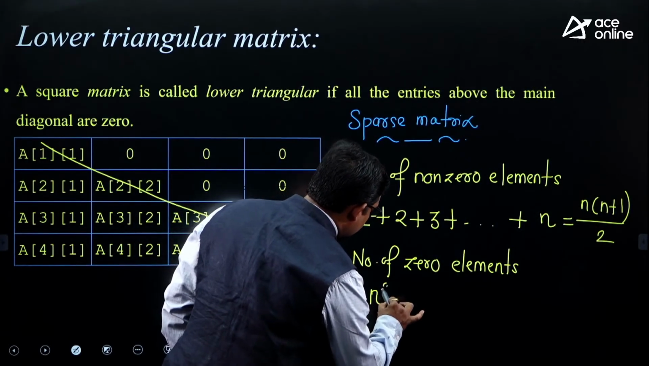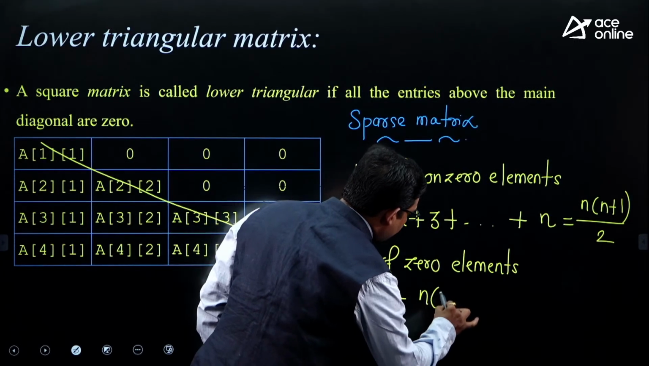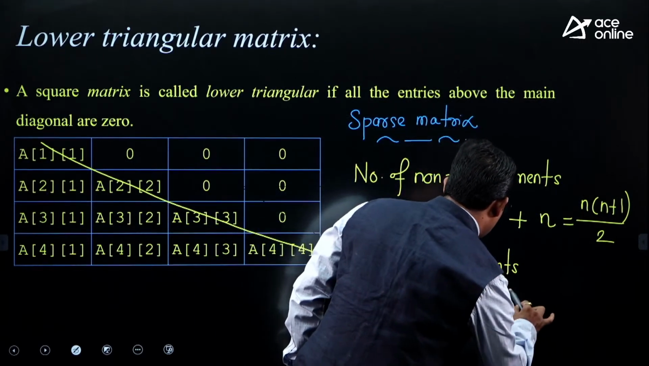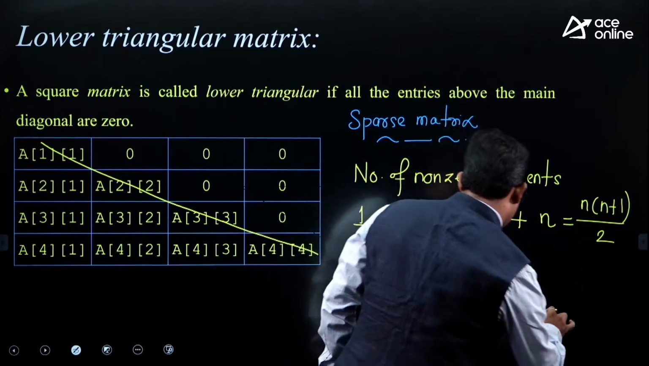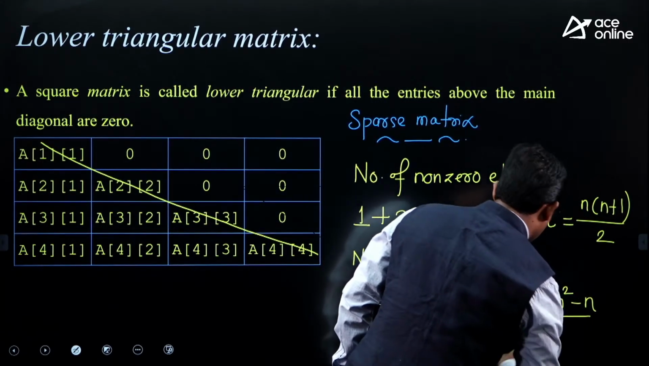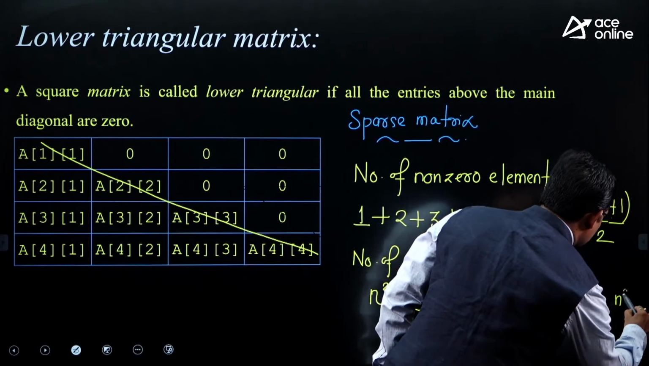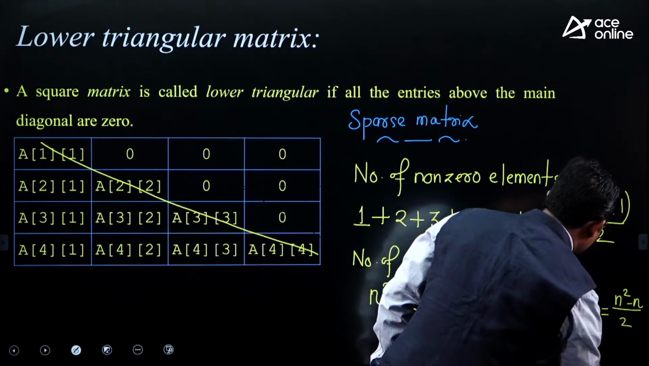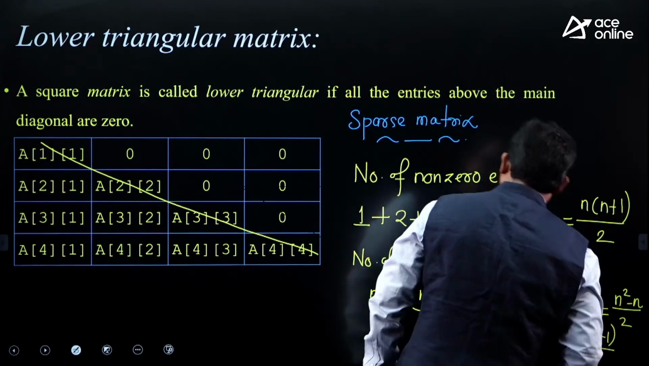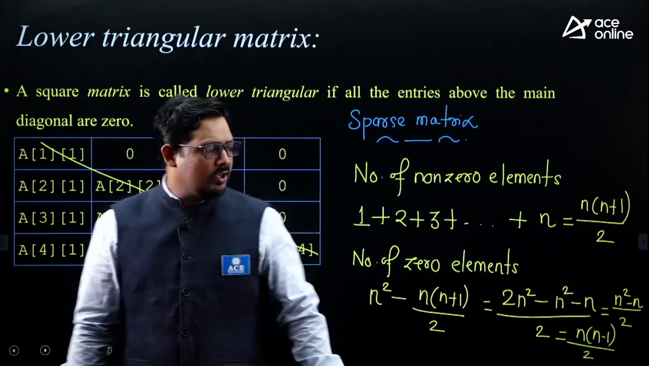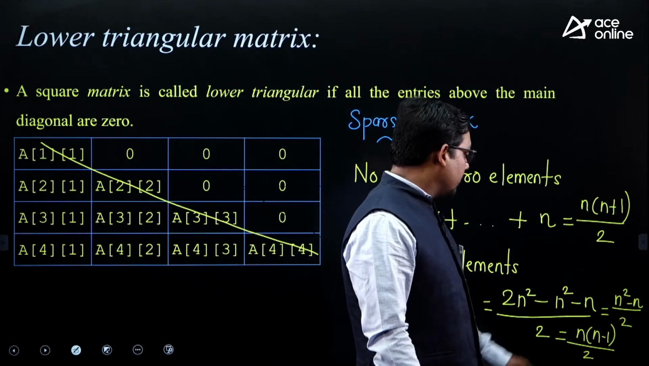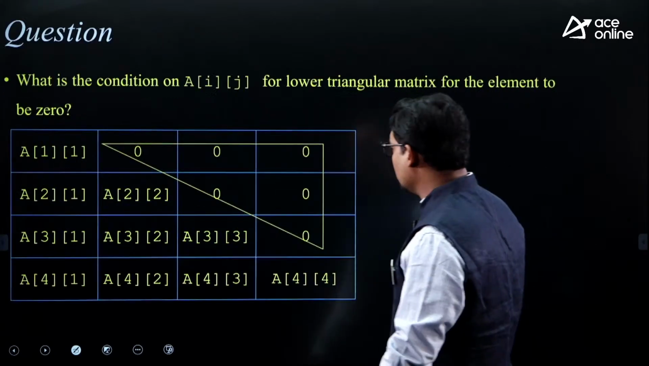The total in this case is n square minus n into n plus 1 divided by 2, and that is equal to 2n square minus n square minus n divided by 2, which is n square minus n divided by 2, and that is n into n minus 1 divided by 2. So that is your number of zero elements. So now we have the number of non-zero elements as n into n plus 1 divided by 2, and the number of zero elements will be n into n minus 1 divided by 2.